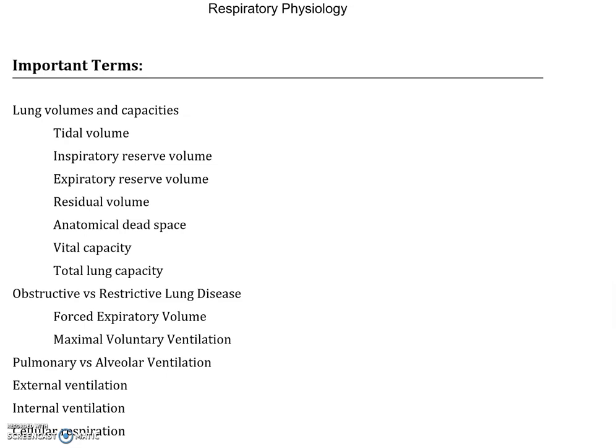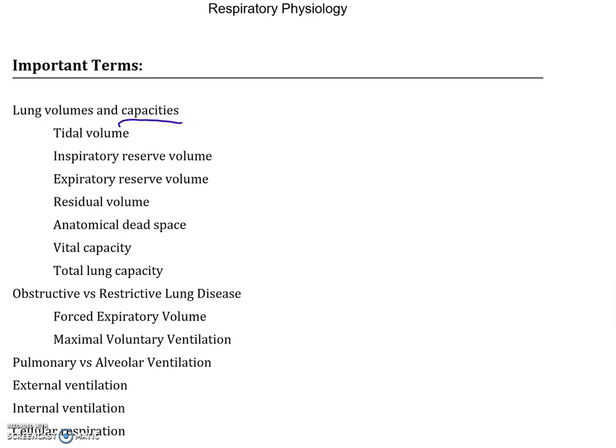We'll be starting our respiratory physiology lab with a look at the important terms as usual. So the first part here is lung volumes and capacities. That would be as recorded with a spirometer. You would record the various volumes and then you can add up the different capacities. A volume is a single measurement, versus a capacity, which is a compound of more than one volume.